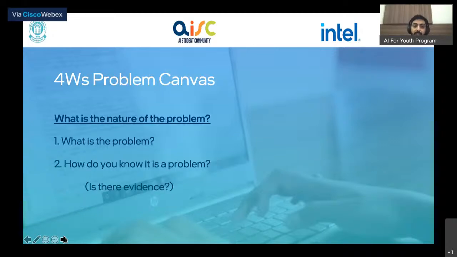So in the what canvas, we are looking at the nature of the problem. We try to understand what is the problem that our stakeholders are facing. In the who canvas, we identified our stakeholders, right? So we try to understand what is the problem that these stakeholders are facing. And we also try to find out how do we know that it is a problem? What kind of evidence do we have to support our claim that yes, this is the problem that they're facing?